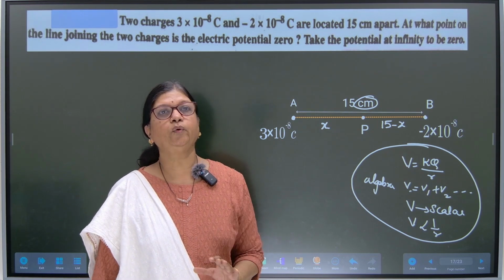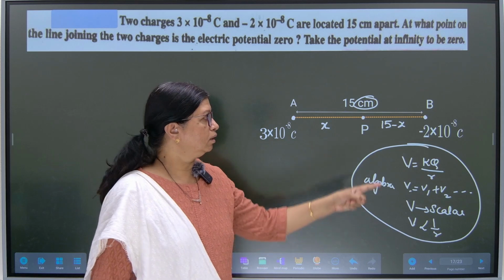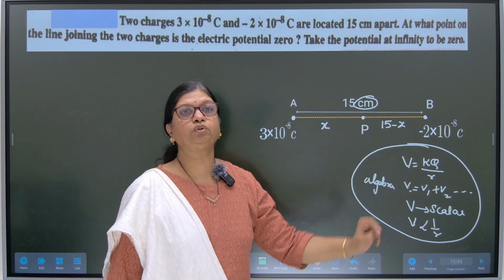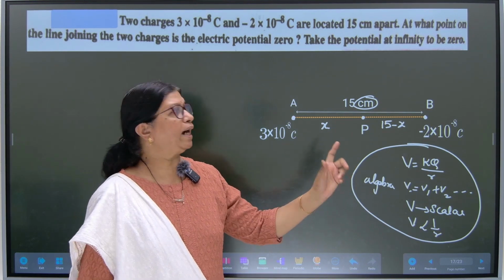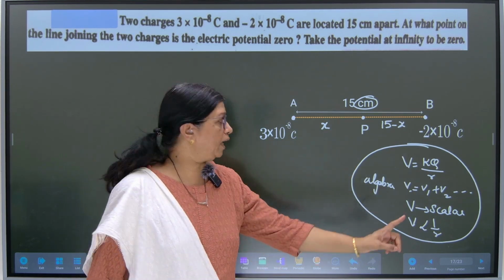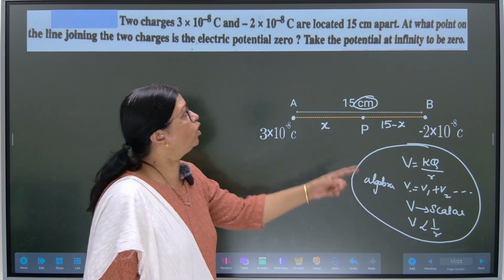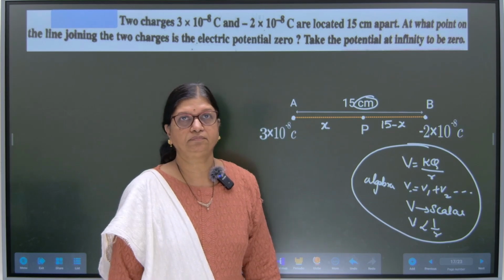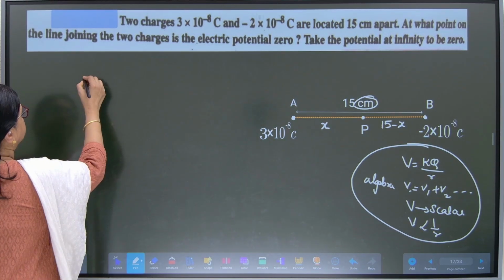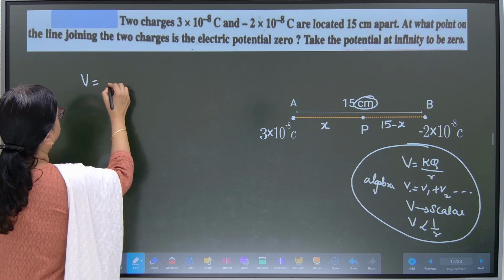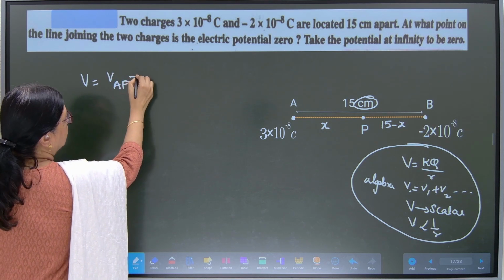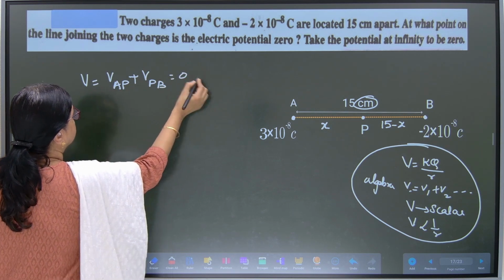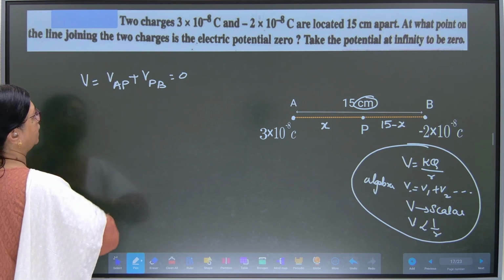Now let us use the combo pack. What is our combo pack saying? There are two charges, so I have to add their potentials at the point P algebraically. Then they told me that the potential at this point should be 0, so I equate it to 0 and find x. Simple. Using the principle of superposition, V is equal to VAP plus VPB, which is equal to 0.